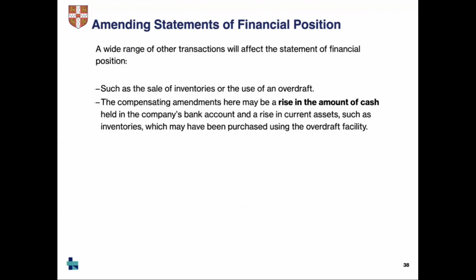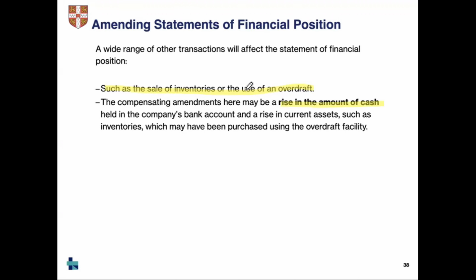And then the last point here under amending statements of financial position says that a wide range of transactions will affect the statement of financial position, such as the sale of inventories or the use of an overdraft. So let's look at the sale of inventory first. The compensating amendment here may be a rise in the amount of cash. If we sell inventory, we are selling bottles of water, mobile phones, stationery, kitchen items. Once we make a sale, the value of our inventory will go down and our cash will rise.